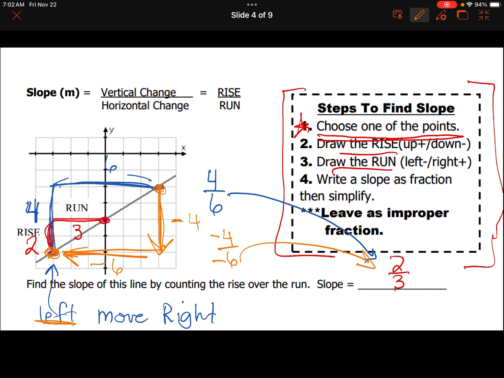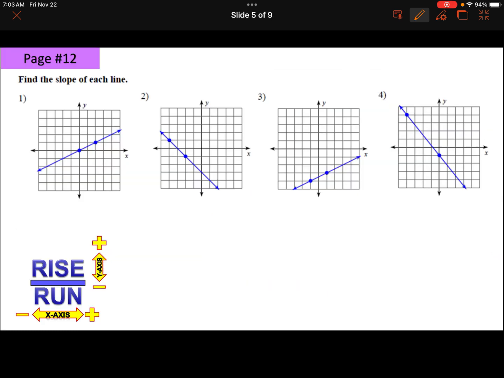And then you're going to move up or down. Obviously, if you move up, it's positive. If you move down, it's negative. And then you're going to move to the right to get to your next point. It's like giving directions. Up 2 blocks, over 3 blocks to get to the next intersecting point. So let's turn the page over and let's look at a few on the back.